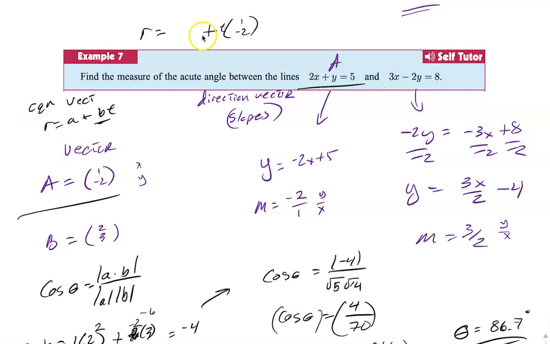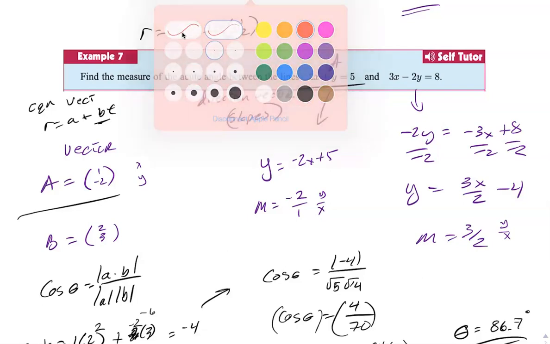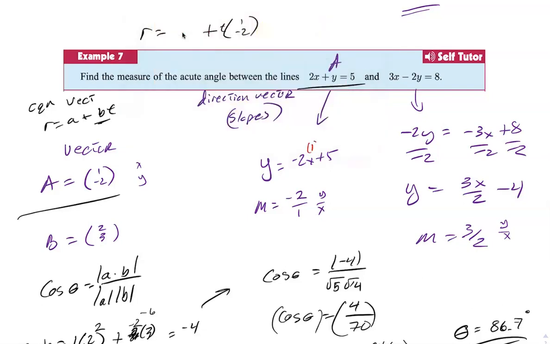How do I get the initial point? Well, you can use any point you want. I said this earlier, just use 0, but you can use anything. You can plug in 1 for your x. What would that make your y? -2 plus 5, 3. So my initial point here would be (1, 3). If I use 0, it would be (0, 5).